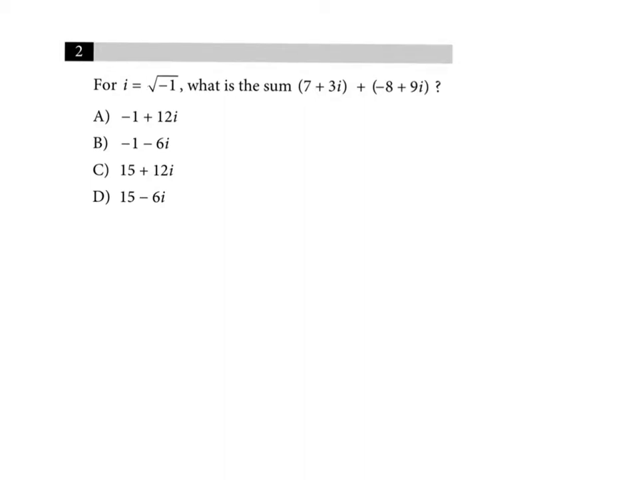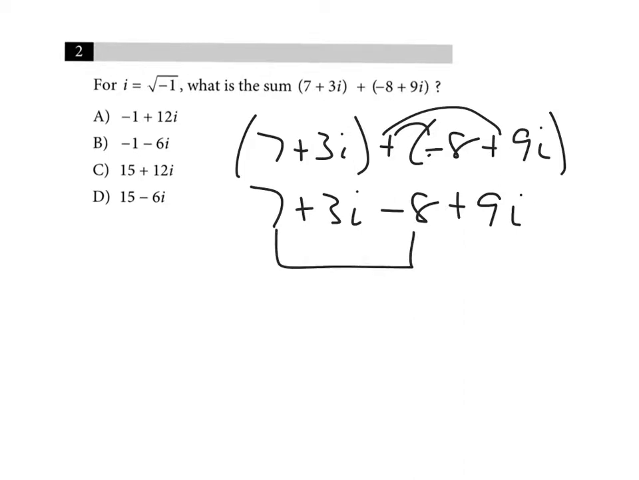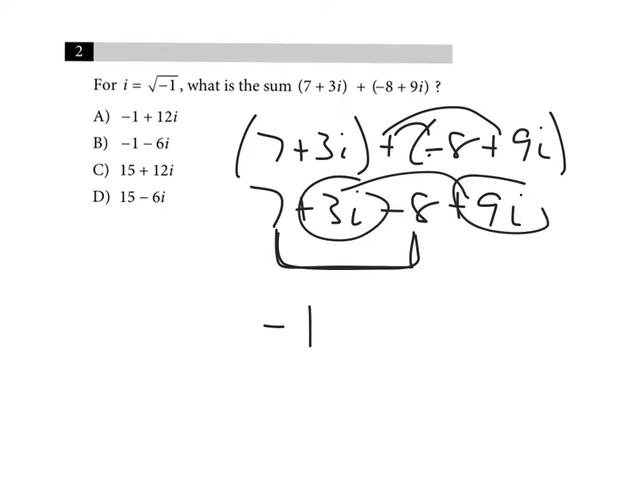Problem 2, for i equals the square root of negative 1, what is the sum of 7 plus 3i and negative 8 plus 9i? Basically, for a lot of these imaginary number questions, you just treat the i like you would treat an x. Here I would have 7 plus 3i, and then plus a negative is minus 8, plus 9i, and here I would have 7 minus 8 is negative 1, 3i and 9i is 12i.